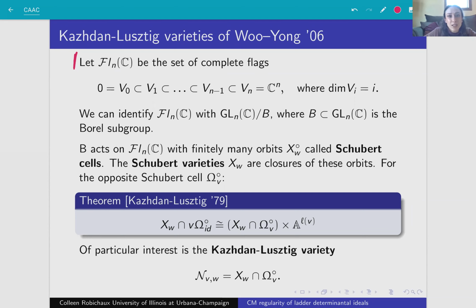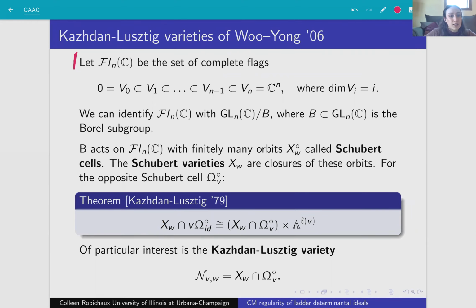And in 2006, Woo and Yong were interested in studying the singularities of these Schubert varieties. And so in their study of these singularities, it happens that they could restrict their focus to just looking at local neighborhoods of these Schubert varieties at torus fixed points. And so that's what this intersection is, just some local neighborhood of a torus fixed point.